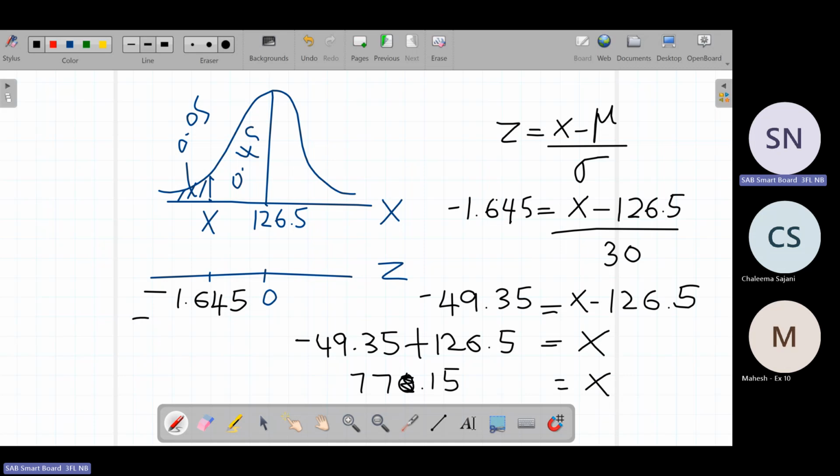Here, simplify step by step. First you need to remove this division. Then we take the 30 to multiply. Then you can remove this minus value.